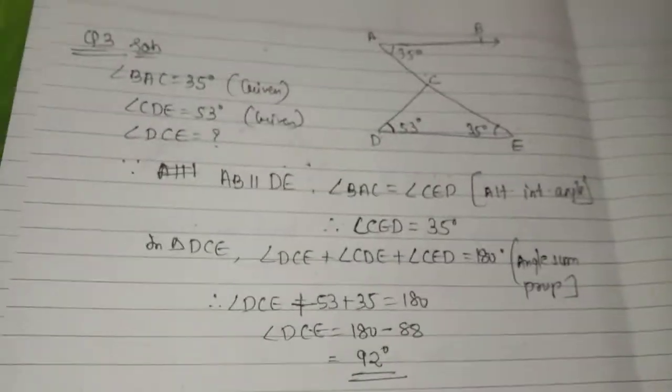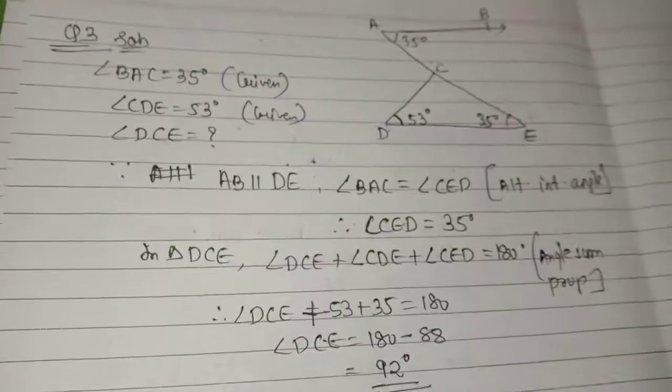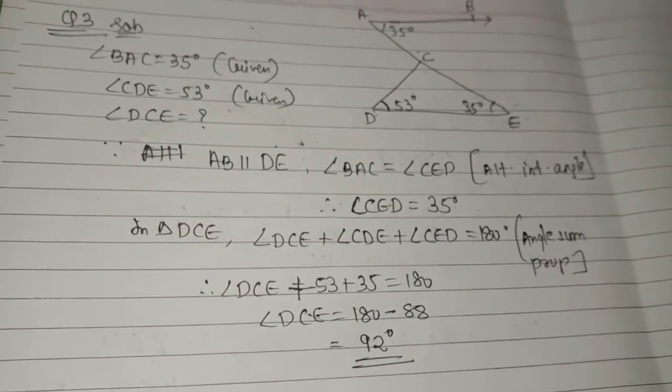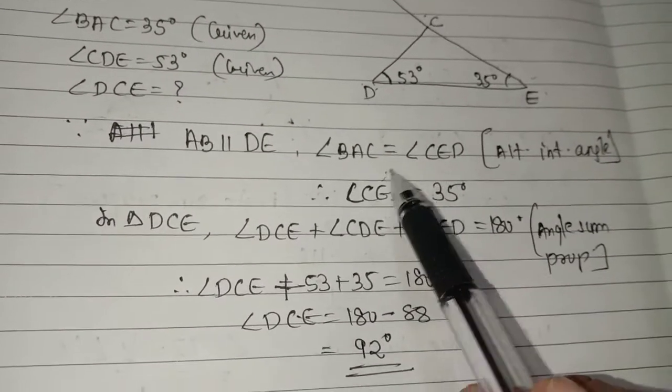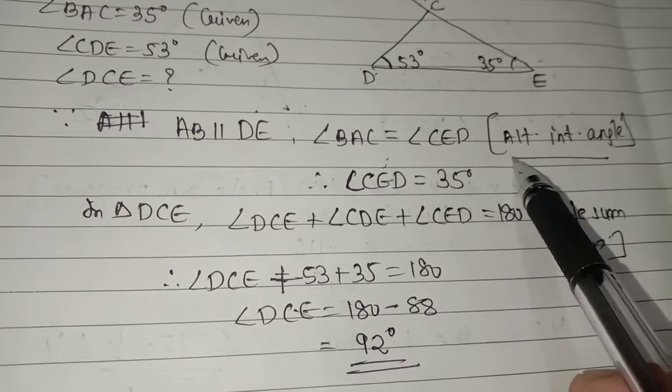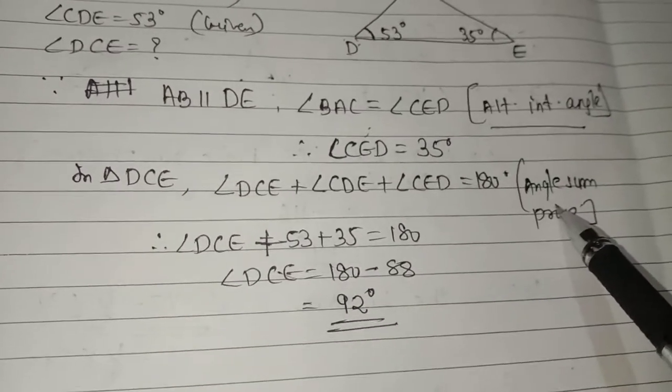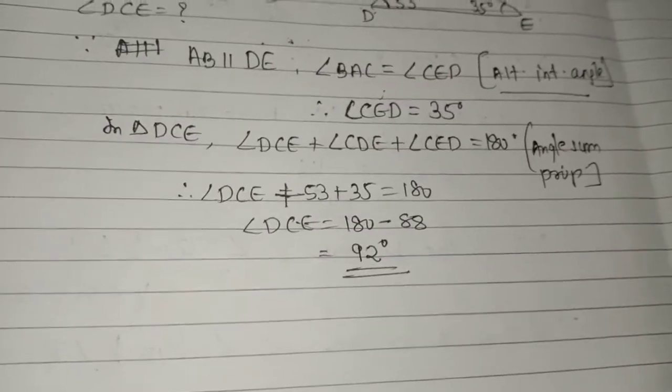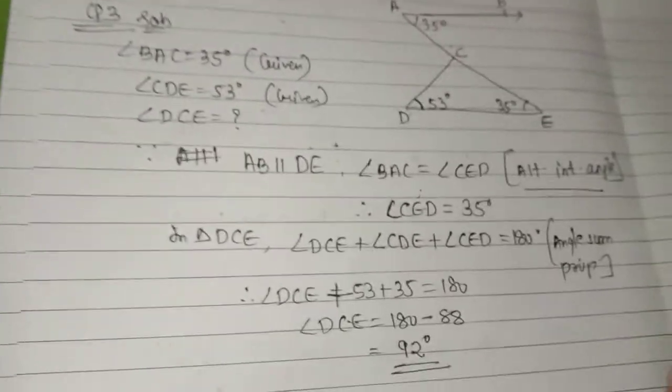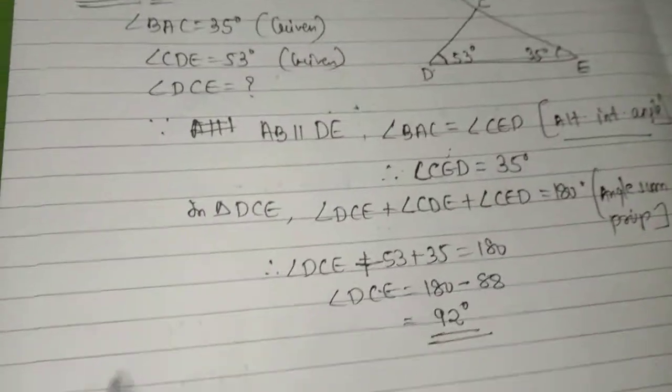Clear? You can see the whole question once again, how it has been solved. Don't forget to write any property you are using, like alternate interior angles, angle sum property, that will boost your basics. So let's quickly move to question number 4.